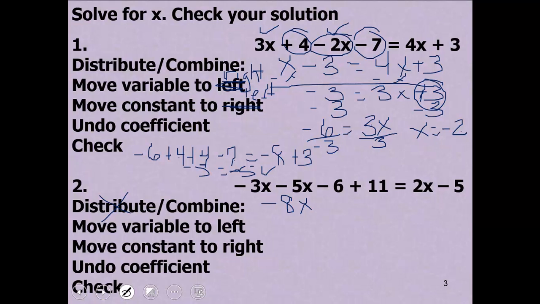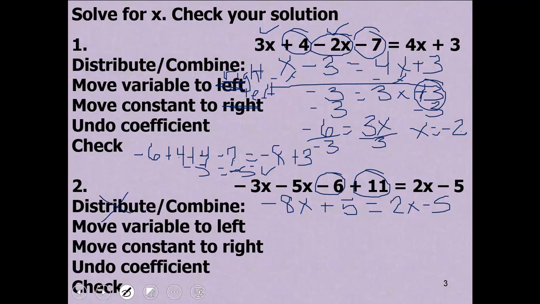Now I have negative 6 plus 11. These are different signs. Different signs means I take their difference. That means I subtract. The difference from that is 5. Now I look to see, do I have more negatives or more positives? I have more positives, so there's a plus in between them. That is equal to 2x minus 5.